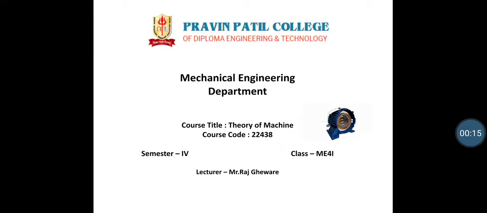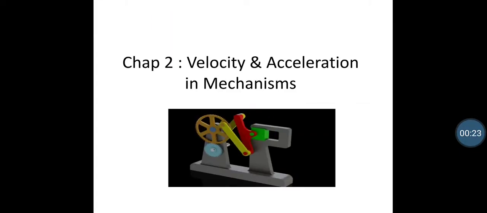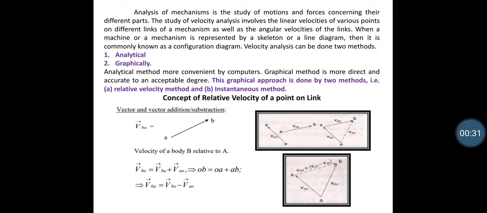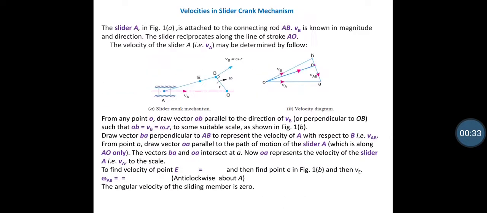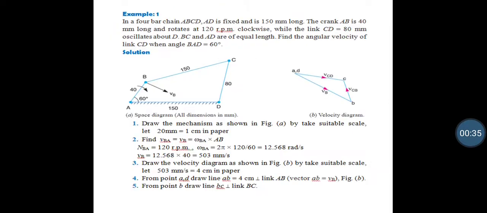We are looking at the subject Theory of Machines for Sem 4. We have started with chapter number 2, that is Velocity and Acceleration in a Mechanism. In this chapter, we have discussed various methods. Along with that, we have reached the first problem, and we have completed the first problem of determining the angular velocity of link CD.